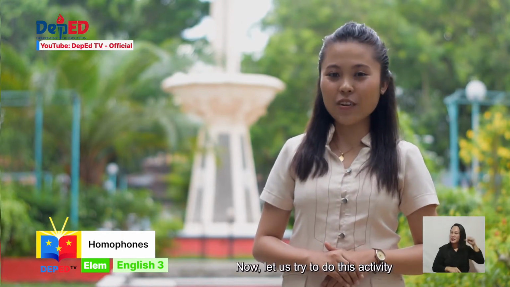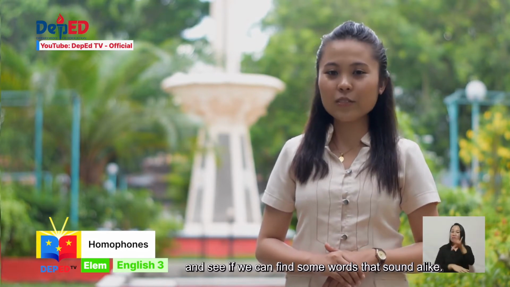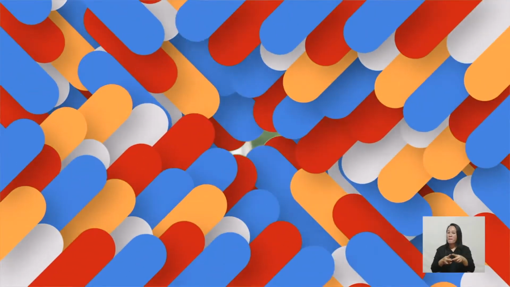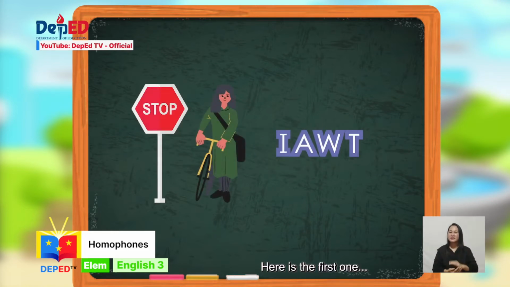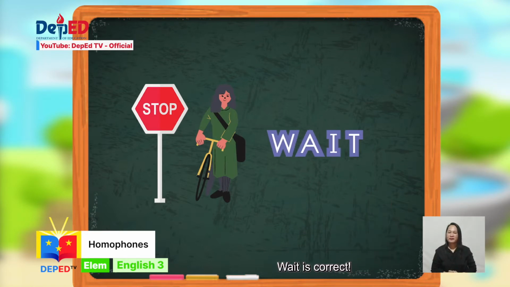Now, let us try to do this activity and see if we can find some words that sound alike. You need to be very alert on this one. Directions. Identify the correct word by unscrambling the given letters. The pictures are given as your clues. You have 3 seconds to answer each item. Here is the first one. Wait is correct. W-A-I-T. Wait.